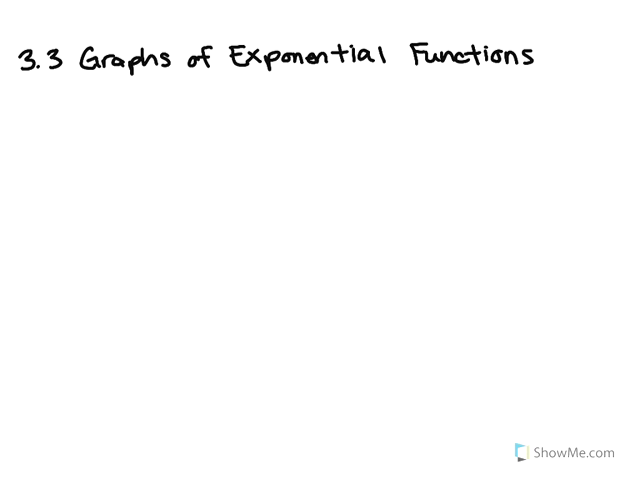In this tutorial, we're going to talk about the graphs of exponential functions. So the first thing that I want to talk to you about is the effects of a certain parameter. Keep in mind the general formula for exponential functions is f of t equals a times b to the t. So what happens to exponential functions if a changes?